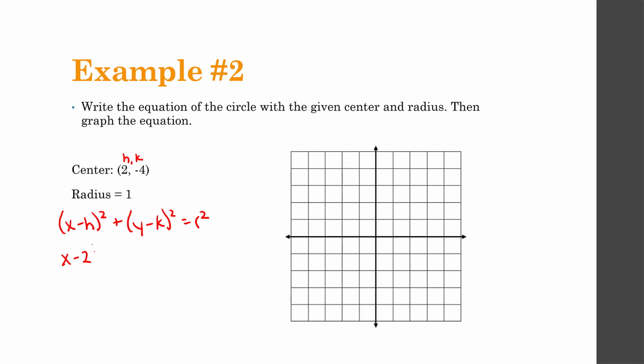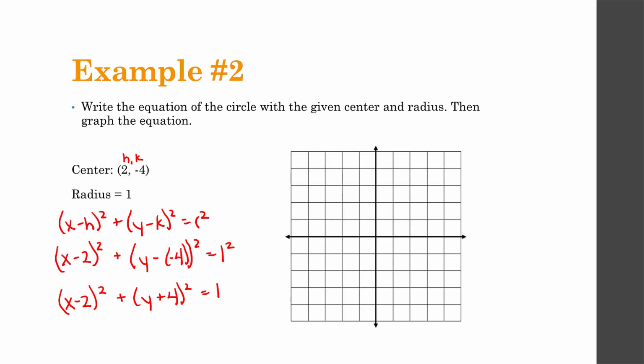x minus 2 squared plus y minus negative 4 squared equals 1 squared. x minus 2 just stays as x minus 2 squared plus, and then y minus negative 4, those double negatives become positive. So this is y plus 4 squared, and 1 squared is 1. That would be the equation of this circle, and now we're going to graph it.